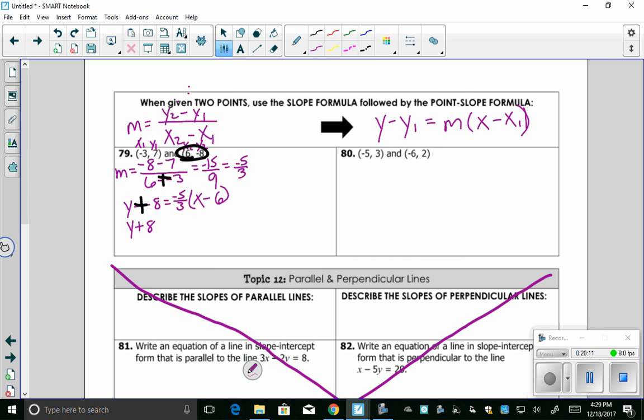Y plus 8 equals negative 5/3 x. Negative 5/3 times 6 is going to give me negative 30/3, which is going to give me negative 10. Subtract 8 from both sides, and you get y equals negative 5/3 x minus 18. And I believe I made a mistake somewhere.